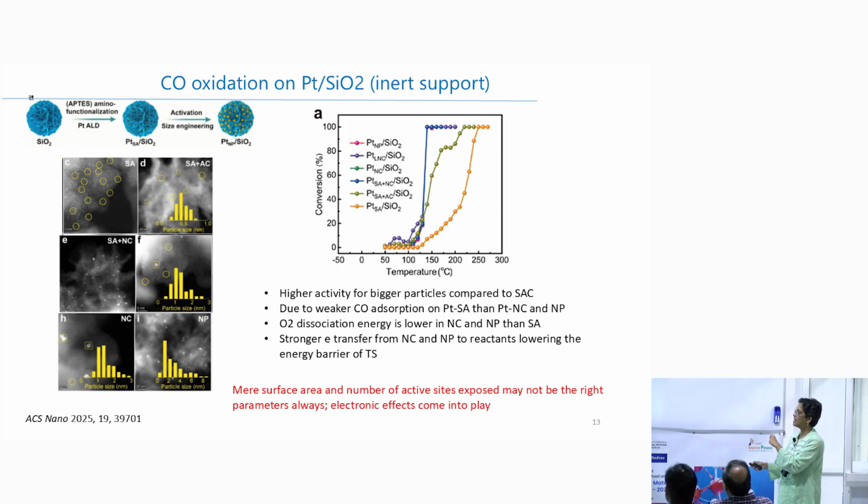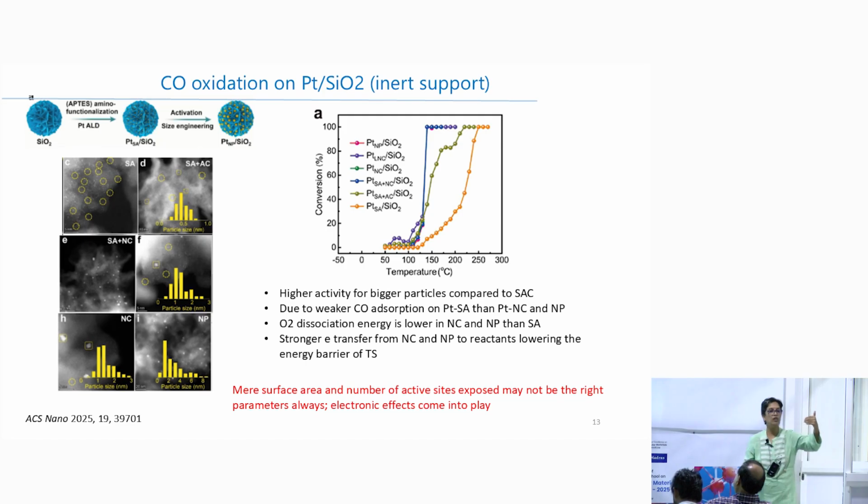And oxygen dissociation energy is lower in nanoclusters. So it's all depending on electronic effects also. That is because there's a stronger electron transfer from nanoclusters and nanoparticles to reactants. That will lower the energy barrier of the transition state, which I mentioned earlier. So we need to understand that it is not just the surface area to volume ratio, which is what we usually talk about in heterogeneous catalysts, that you reduce the particle size and everything is going to be okay because your surface area is more. It's not just that, because a lot of electronic effects also come into play in this regime.